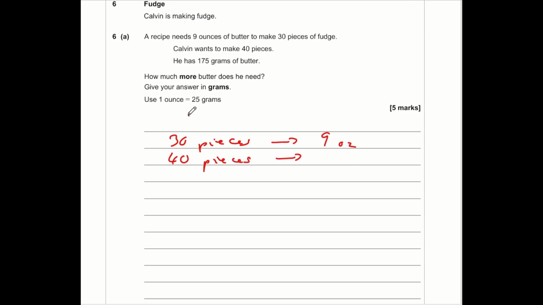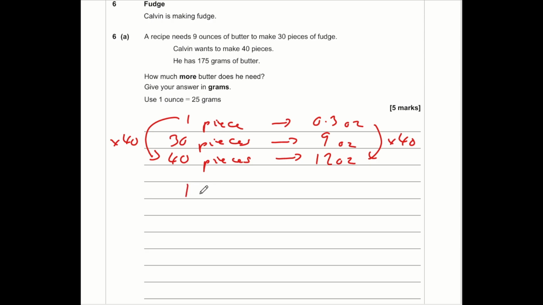Okay, so what I'm going to do is work out how much for 1 piece. There's 30 times fewer pieces, so I need to divide 9 by 30, and 9 divided by 30 is 0.3 ounces. So 1 piece requires 0.3 ounces, so 40 pieces, that's 40 times more, so I need to multiply this number by 40, and 0.3 times 40 is 12 ounces.